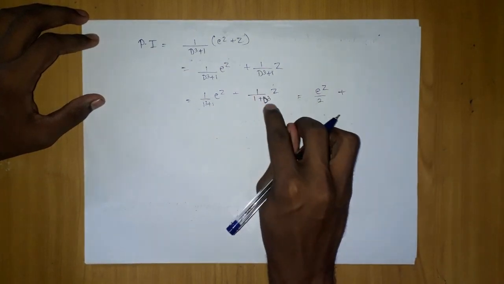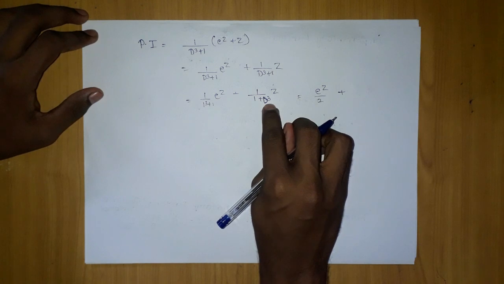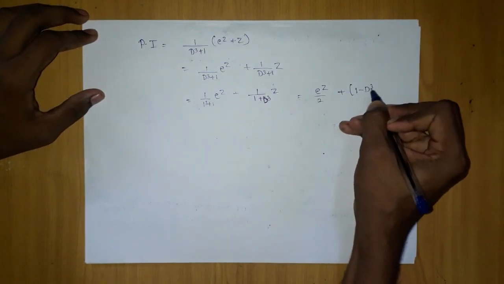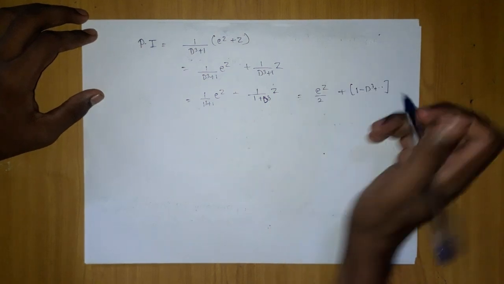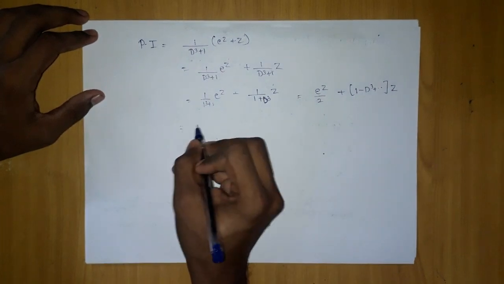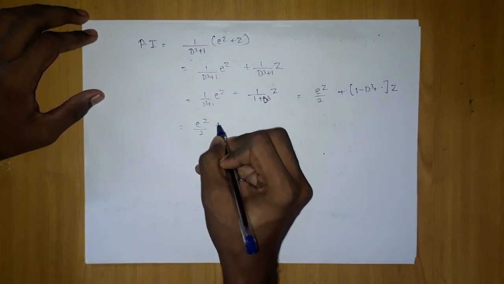Here it is 1 upon 1 plus x, so by Maclaurin series of expansion of 1 upon 1 plus x, I will write 1 minus d cube and so on. Because my polynomial is only of power 1, so I'm going to stop. I'm not going to consider this one also. I will have my final answer e to the power z by 2 plus z.